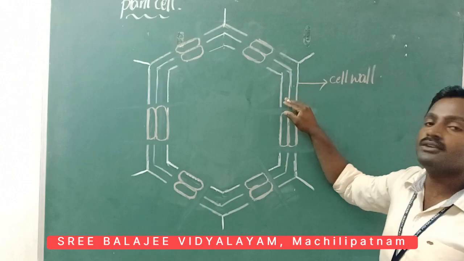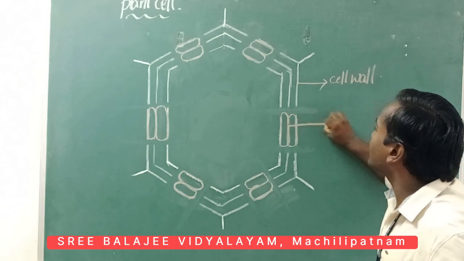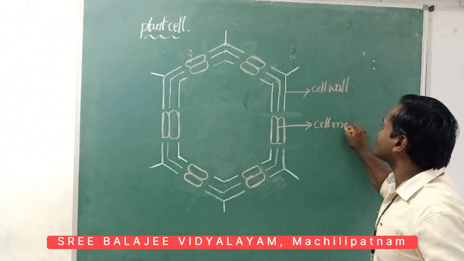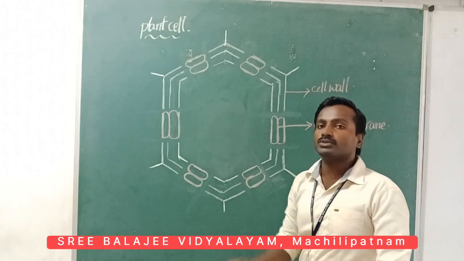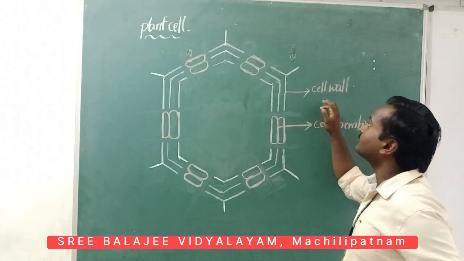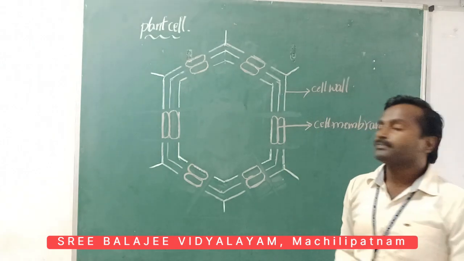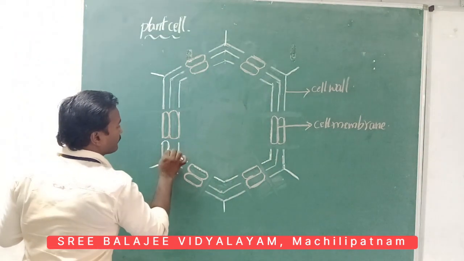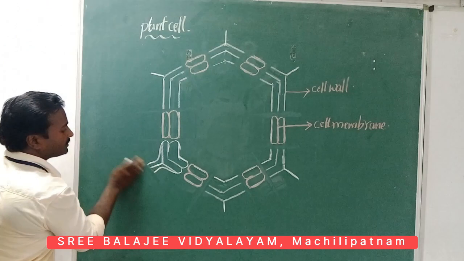Next, inside of this cell wall, we can see a membrane in the plant cell. This membrane is called the cell membrane. This cell membrane is also called the plasma membrane. In both plant cells and animal cells, we can see the cell membrane. But in the plant cell, we can see the cell wall also. This cell wall is made of cellulose. Next, I am going to draw the remaining part of the plant cell. Next, you have to draw like this.